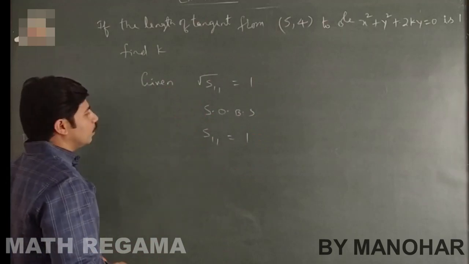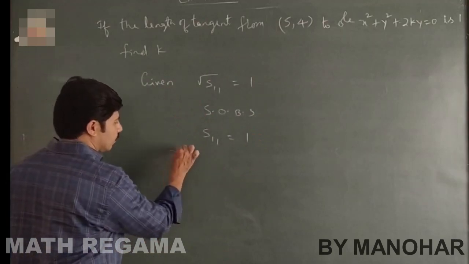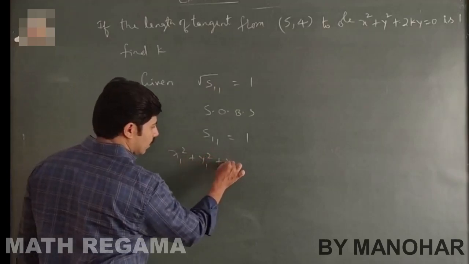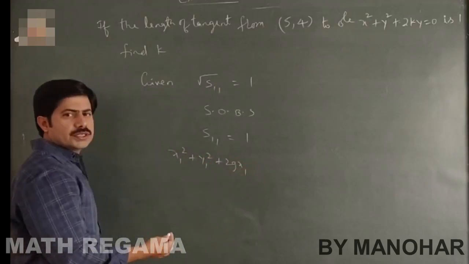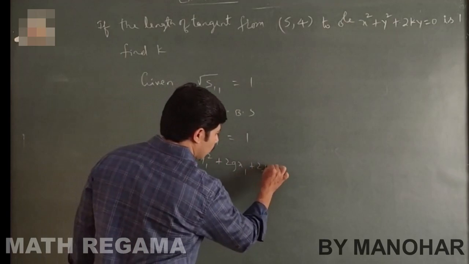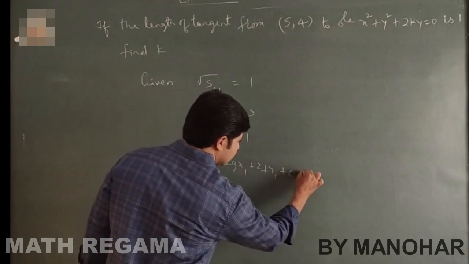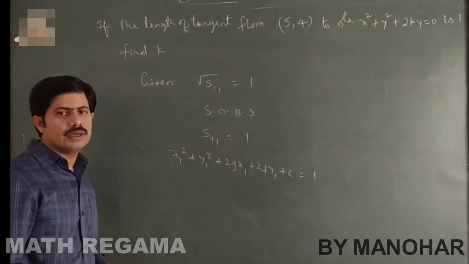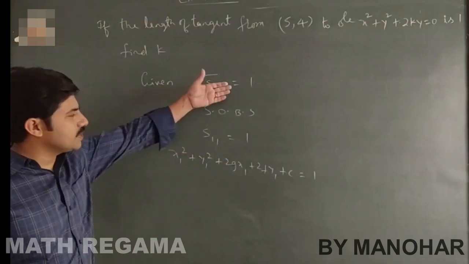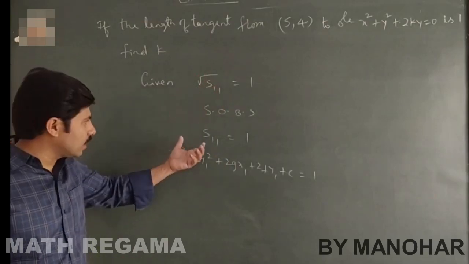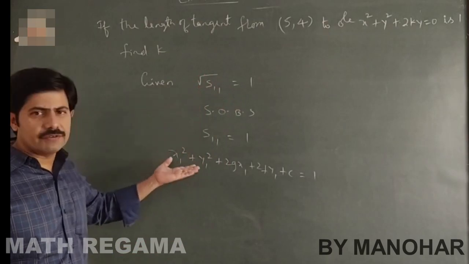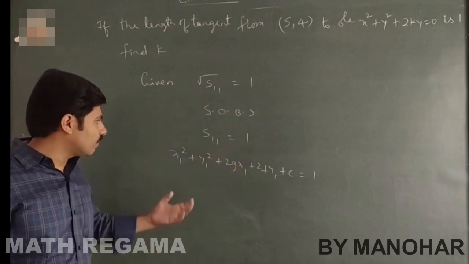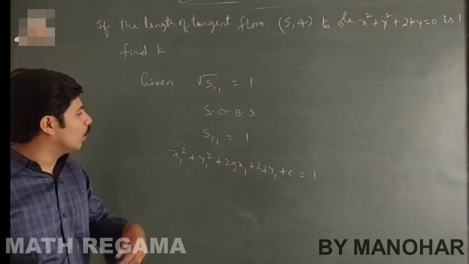After that, we write down the notation of S11: x1² + y1² + 2gx1 + 2fy1 + c is equal to 1. See, root S11 is given as 1, the length of tangent is 1. Square both sides so that the root gets eliminated, and 1 squared is 1. After that, write the notation and equate it to 1.